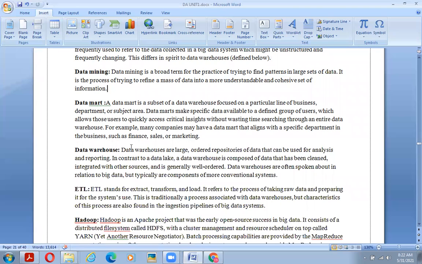Next is data mart. Data mart is a subset of the data warehouse focused on a particular line of business, department or subject area. Data mart makes specific data available to a defined group of users, which allows those users to quickly access critical insights without wasting time searching for data.